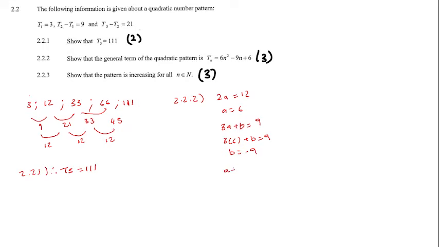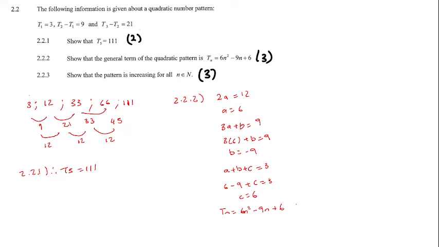And then a plus b plus c is equal to our first term, which is 3. And we have a being 6 plus negative 9 plus c is equal to 3. Therefore, c is equal to 6. So our term is Tn is equal to an squared, so 6n squared, plus bn, but b is negative 9, so minus 9n, and then plus 6, which is c.